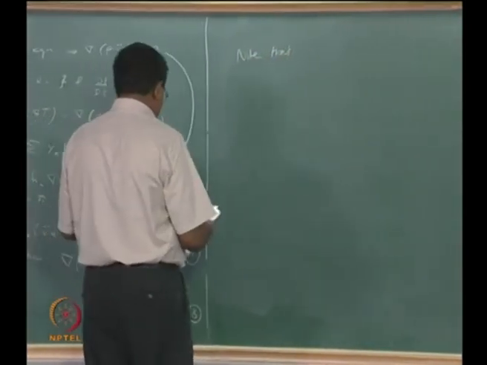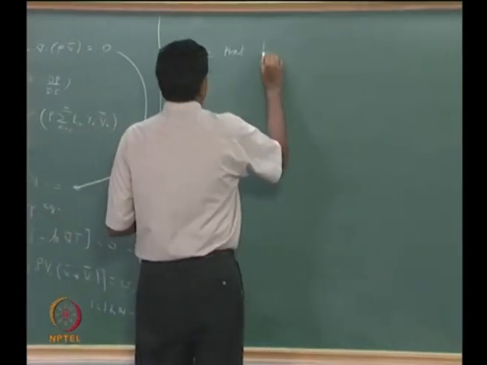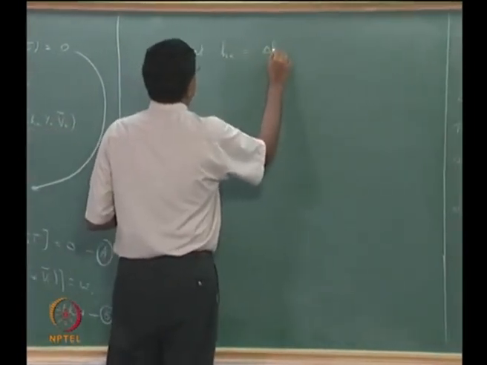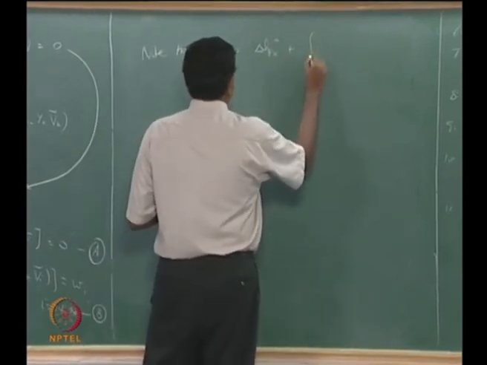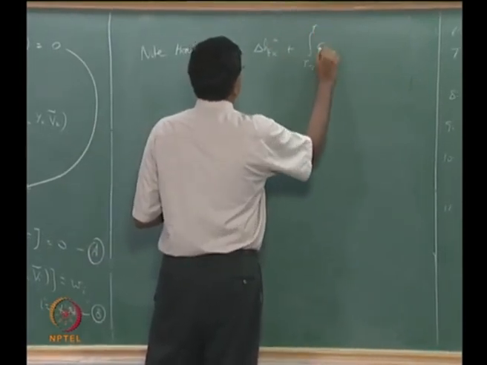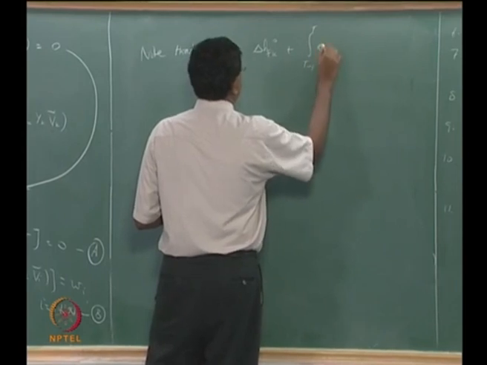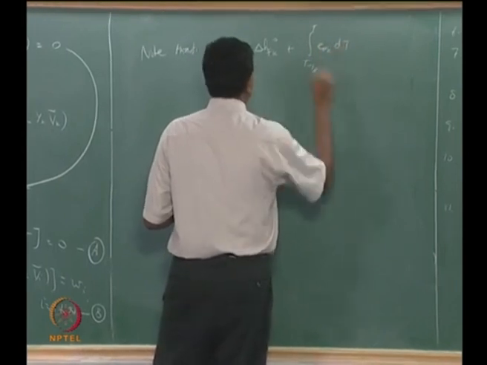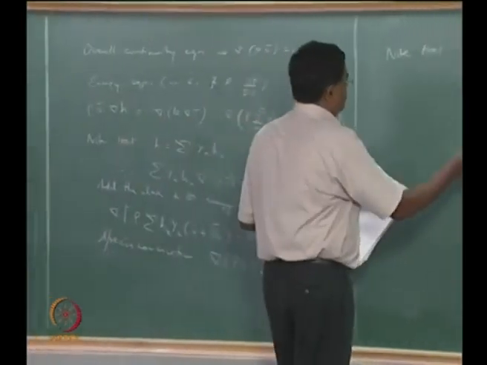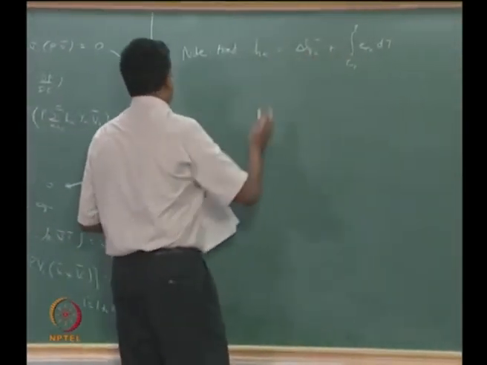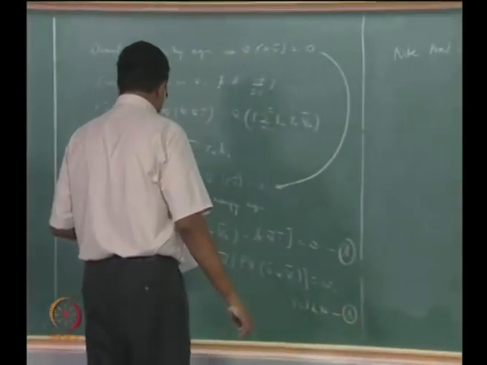So basically, note that HK equals delta HFK naught plus integral from T ref to T of CPK, small CPK, dT, right. So this is the sensible enthalpy term, this is the standard heat of formation.